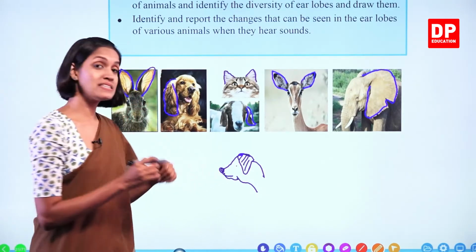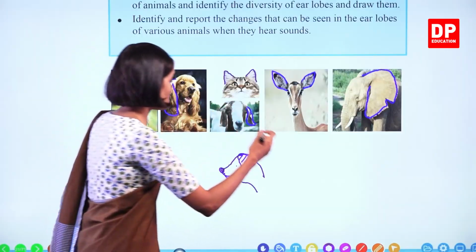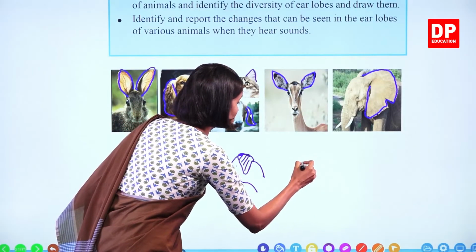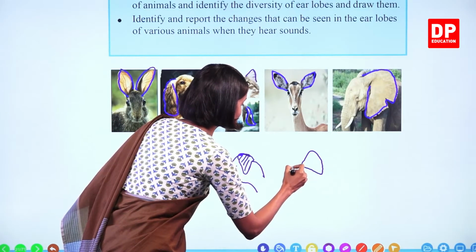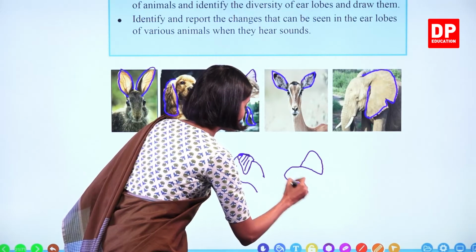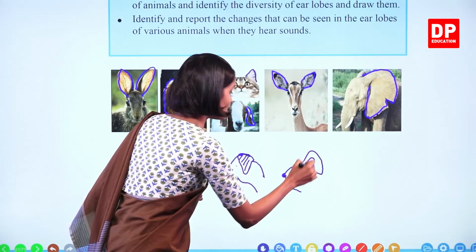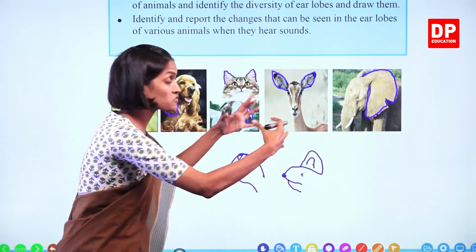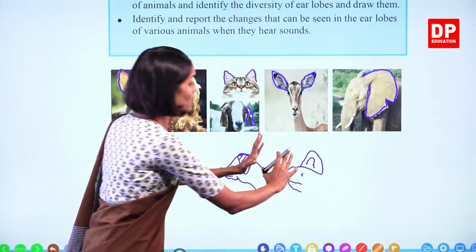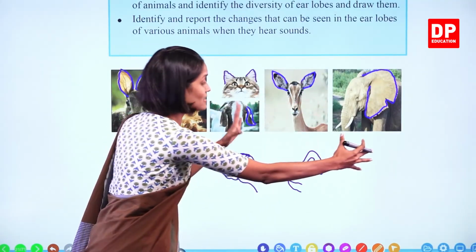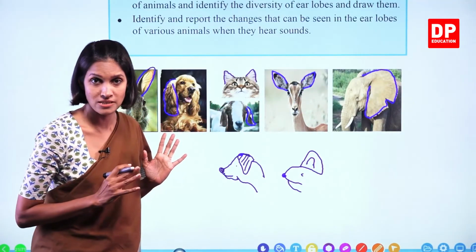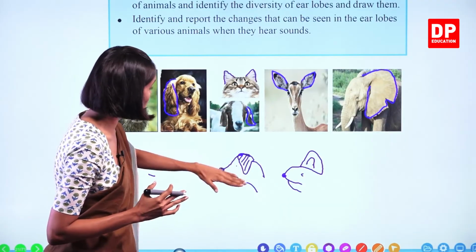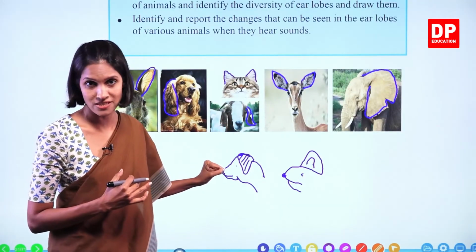But when it is listening to something, what happens? All of a sudden, their earlobes erect like this, so that they can collect the sound waves very well. That is how, only by erecting the ears, it can collect the sound waves from the surroundings. Because when their ears are dropped, they cannot collect much sound.